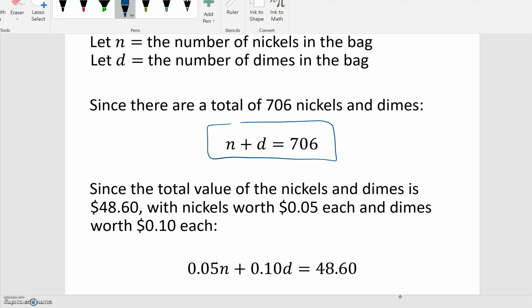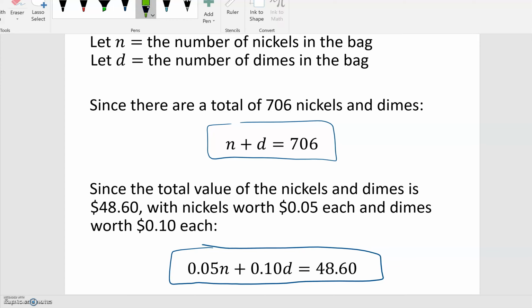N plus D equals 706, and 0.05D plus 0.10D is $48.60. So I have a matrix here. This is a 2x2 system. You don't have to use a matrix to solve this, but I'm going to.